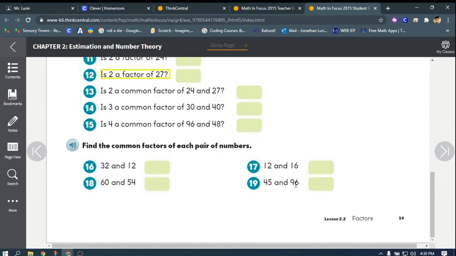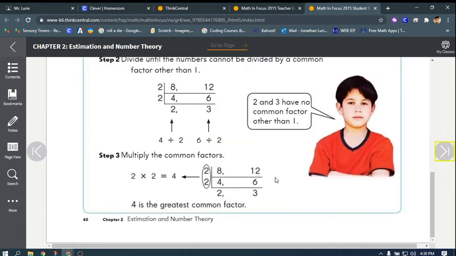Finally, 45 and 96. Well, 1 certainly works. And I'm pretty sure that's almost it. Maybe 3. Yeah, 3 would also work. So 1 and 3 are our common factors here. I don't think 6 works. I don't think 9 works. There you go. All right.